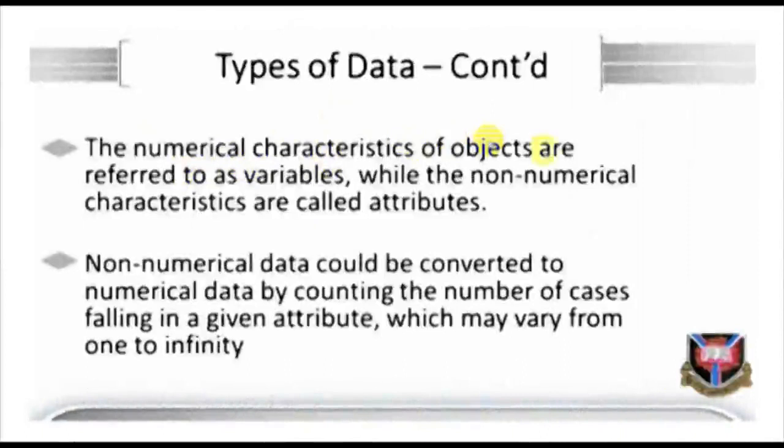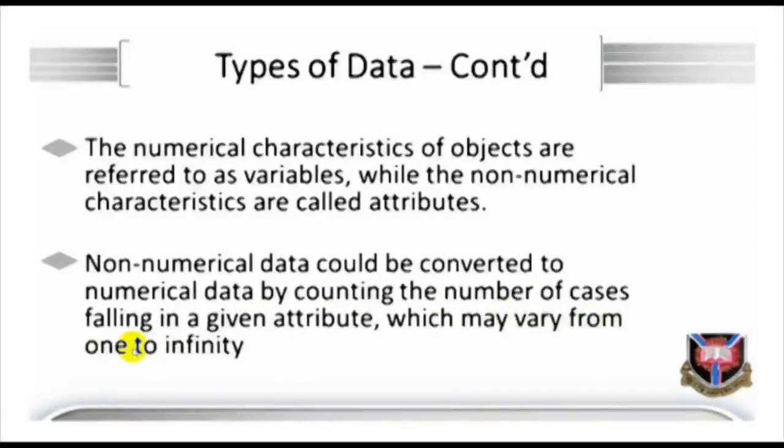The numerical characteristics of objects are referred to as variables, while the non-numerical characteristics of objects are called attributes. However, non-numerical data could be converted to numerical data by counting the number of cases falling in a given attribute. This may vary from 1 to infinity. By so doing, such values can also be called variables, just like the numerical data.